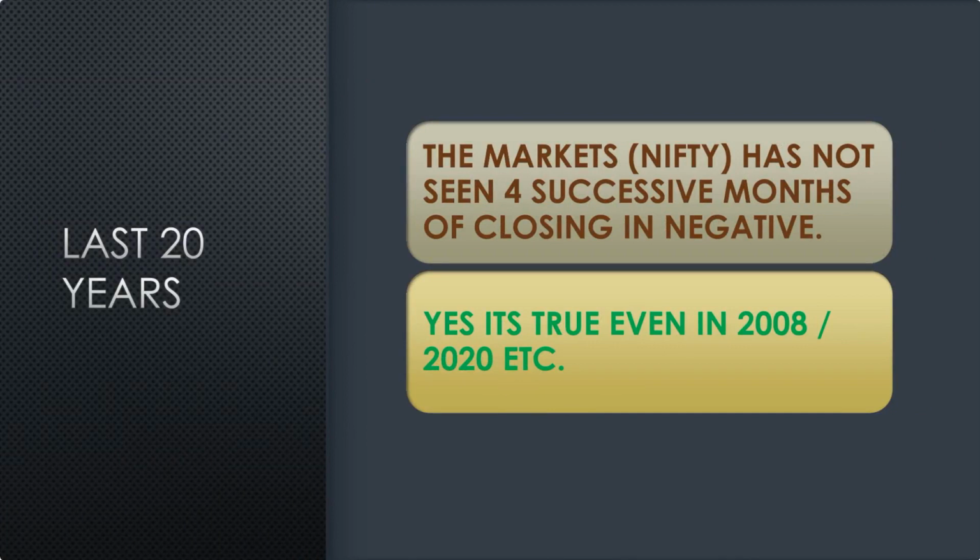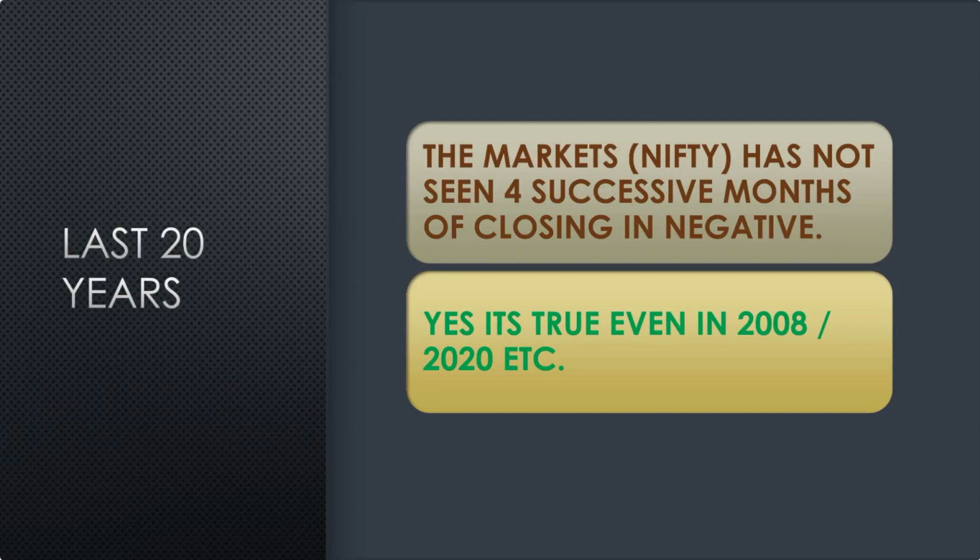The Nifty has not seen 4 consecutive months of closing in negative in the last 2 decades. Yes, you heard me right. In the last 20 years, the Nifty has not seen 4 successive months of closing in negative.